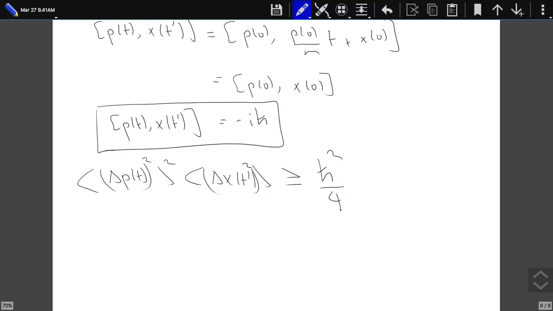Now let's see what happens if we have some potential. This was for a free particle.